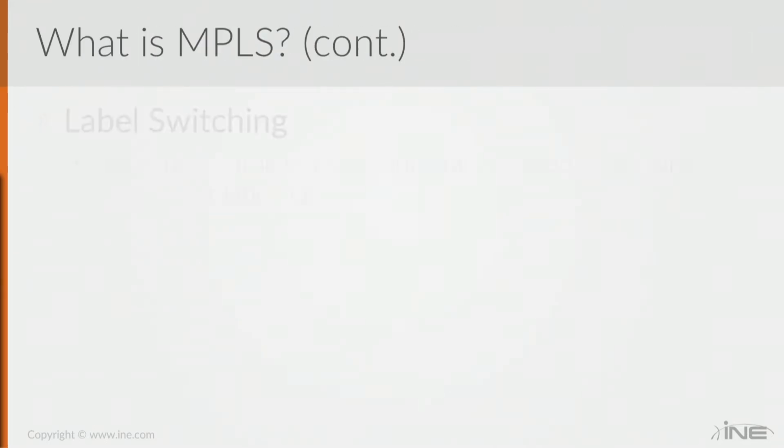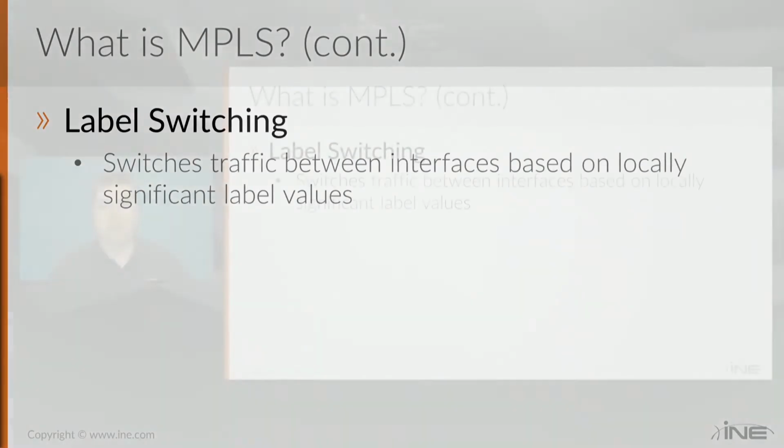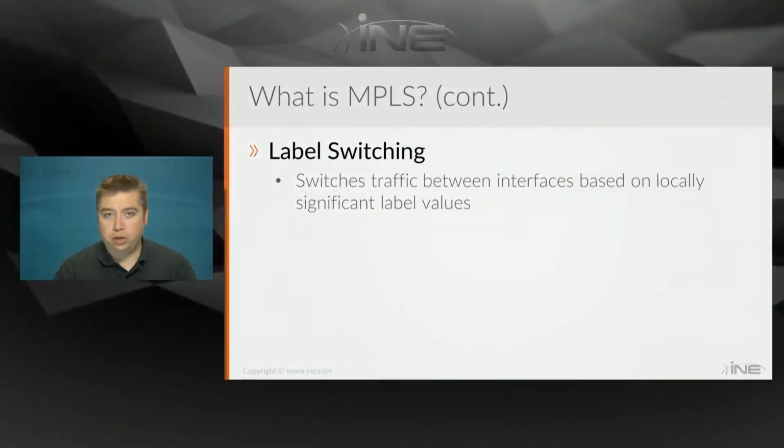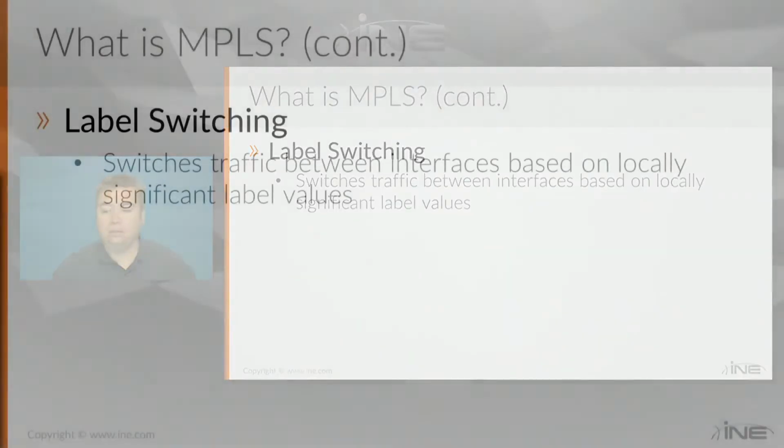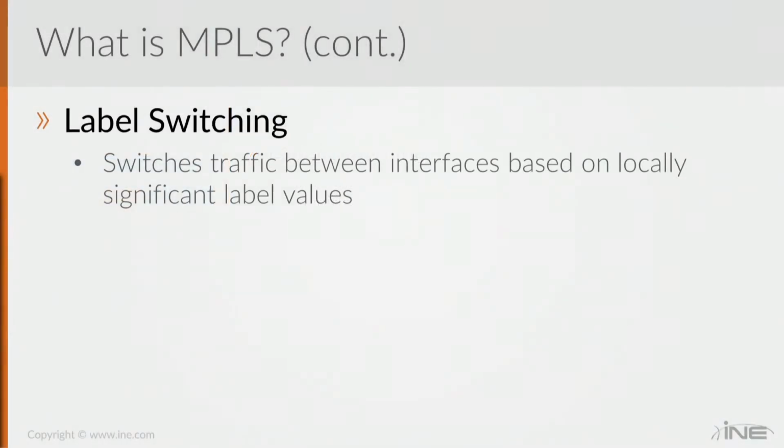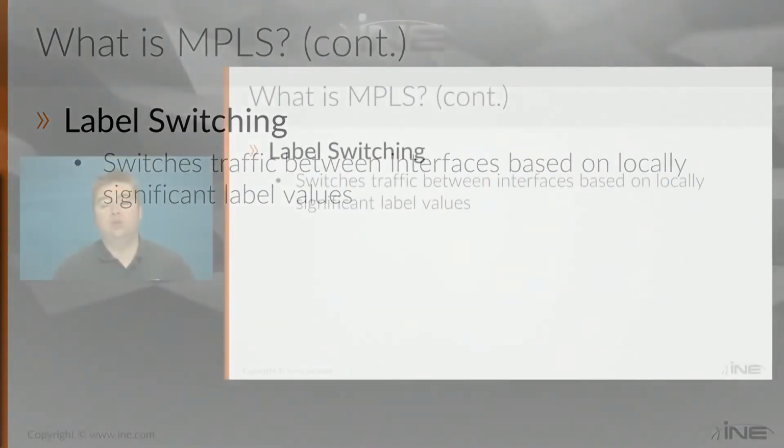Now, the second of these terms, label switching, means that the devices in the middle, the MPLS switches or the MPLS routers, are making a locally significant decision based on the MPLS label number. We'll see that the way the label number is allocated is going to be arbitrary from the data plane point of view.